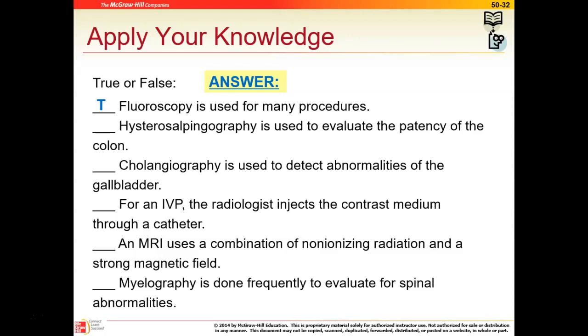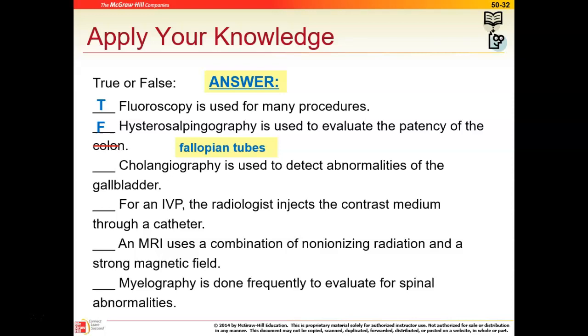Histosalpingiography is used to evaluate the patency of the colon. Okay, well that's not true because hystero means uterus. Salpingo refers to the fallopian tube, so that would be false because we're looking at gynecologic structures with this.